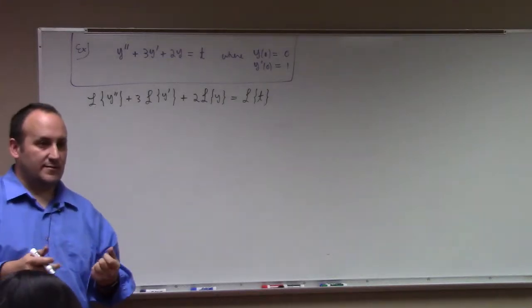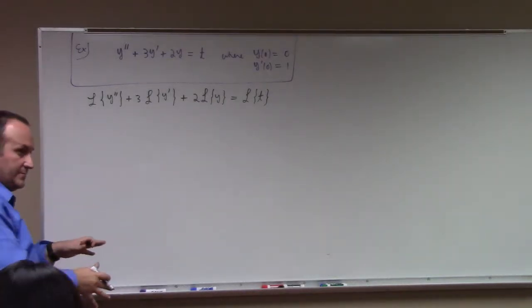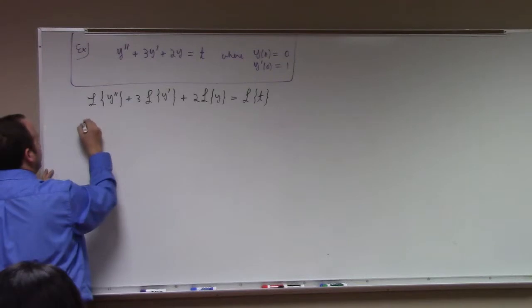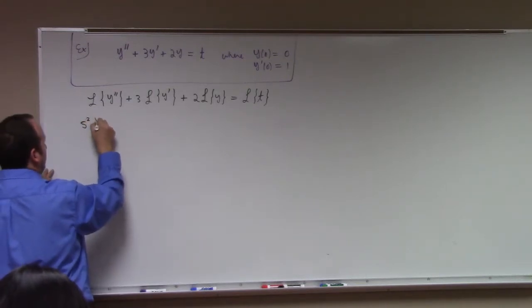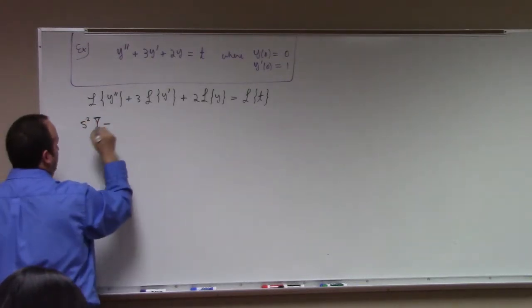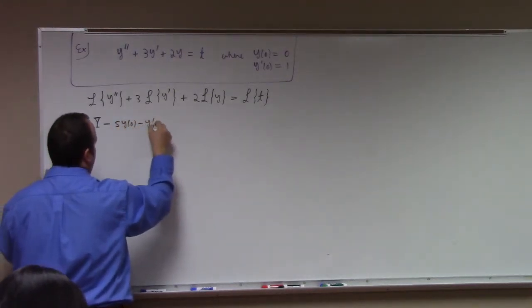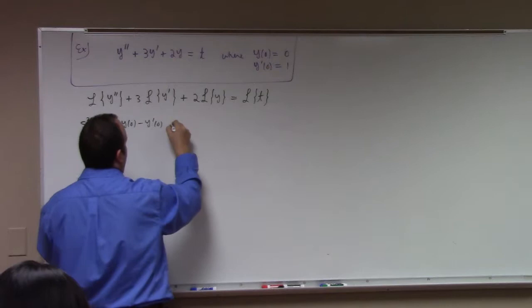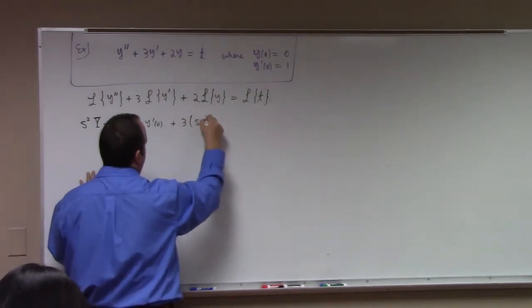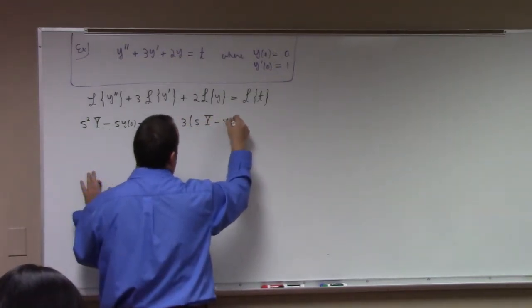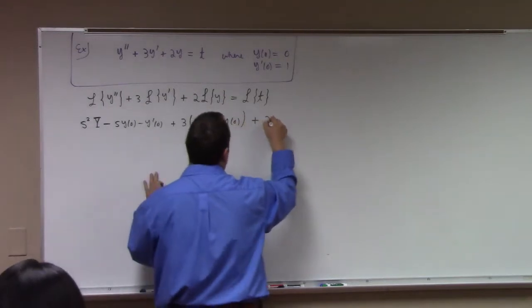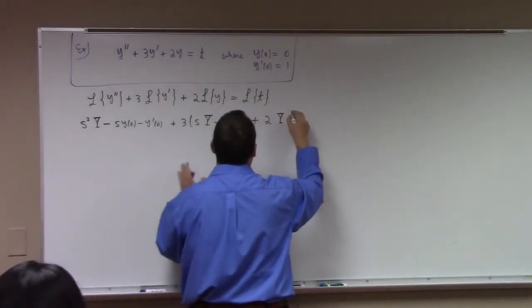Step down. But just to be clear what we're doing, I wrote it down. This is s squared big Y minus s times y of 0 minus y prime of 0. Then we have 3 times s times big Y minus y of 0 plus 2 times big Y. Why big Y?